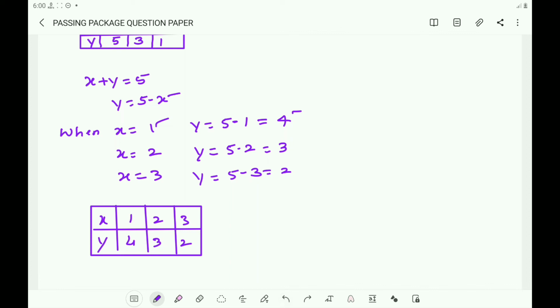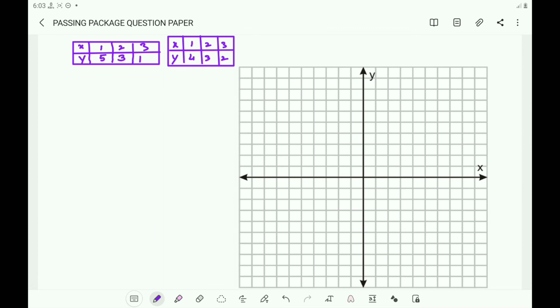Now let us come to the graph. Here observe the maximum values on x and y. On x we have taken only 1, 2, 3. 3 is maximum. On y 5 is maximum. So you can take 1 centimeter equals 1 unit. So you write the scale here. Scale: 1 centimeter equals 1 unit.